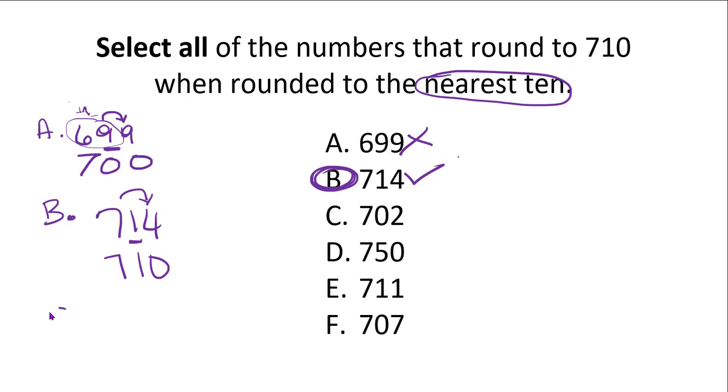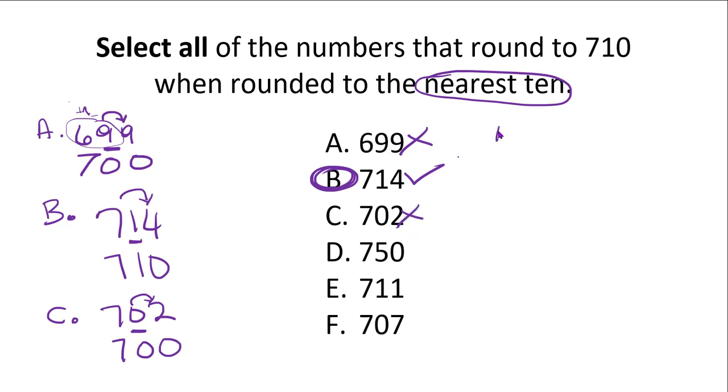Let's move on to C. 702. Underline the digit in the tens place. Then you look next door. The 2 is a small number, so it's going to cause the 0 to remain the same. So the 7 remains the same, the 0 remains the same. Everything after the underlined digit becomes a 0. 702 rounds to 700. It doesn't round to 710.